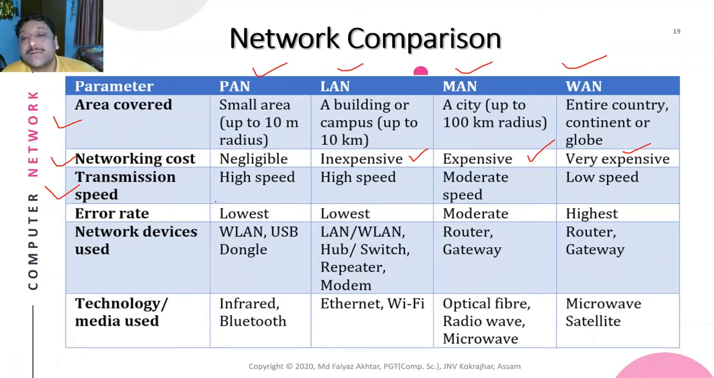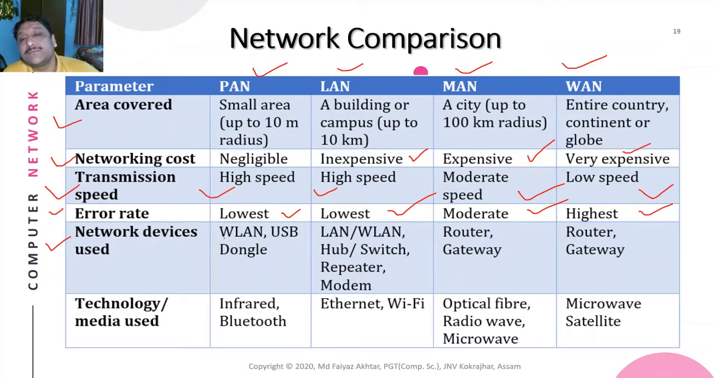Transmission speed: PAN gives high speed, LAN also gives high speed, but MAN gives moderate speed, and WAN, depending on the larger area, has lower speed. Error rate is lowest in PAN network, lowest in LAN network, moderate in MAN network, and highest in WAN network.